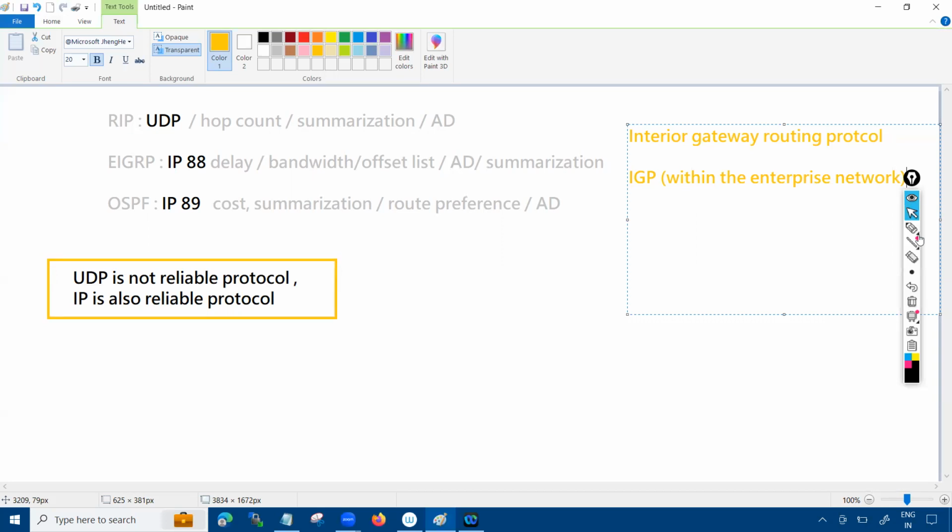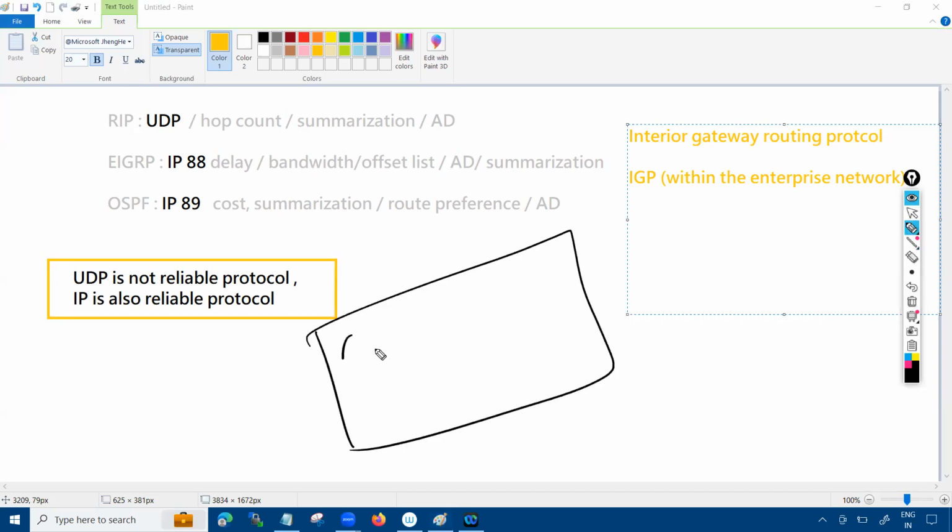Because within the company, if you have routers over there, if you're going to run OSPF, EIGRP, any protocol, that's fine. Because within the company, I have my own users, right? They cannot make an attack in my network.